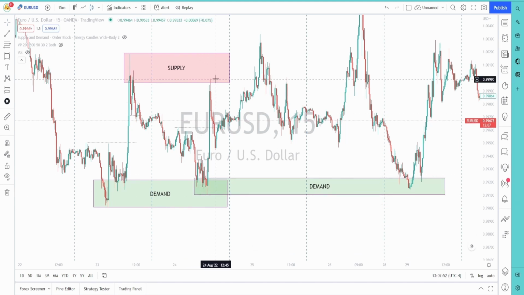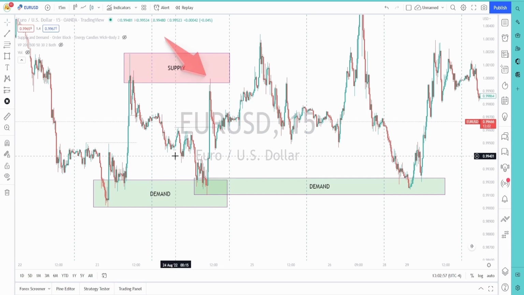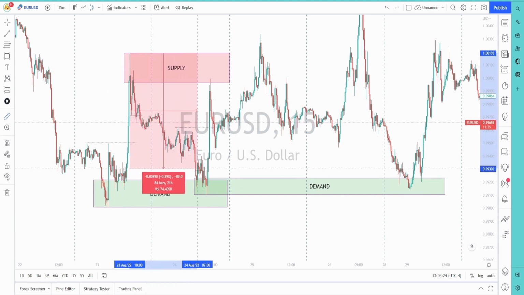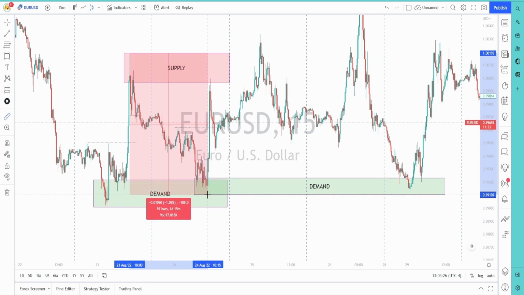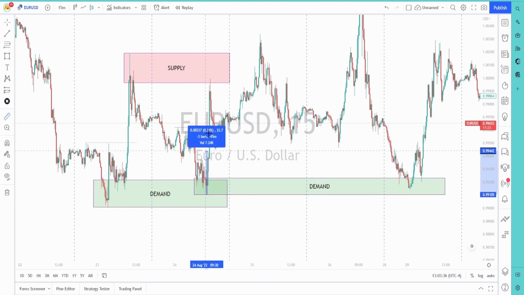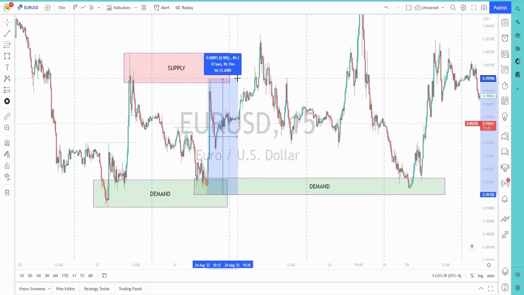Now you can see that we had an area of supply up here, and price came back up into the area, just touching into it before changing direction. And each time, so you can see with this one, from that point down to there, it was 109 pips. And this one here was 89 pips.